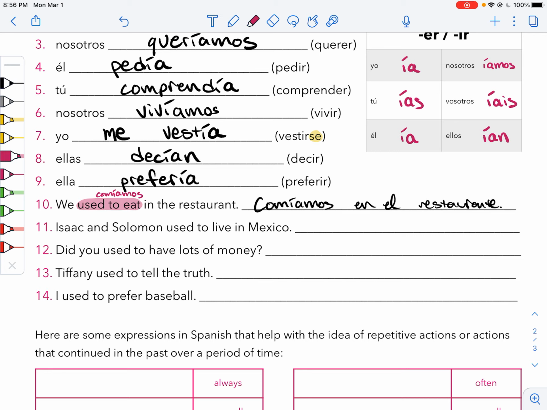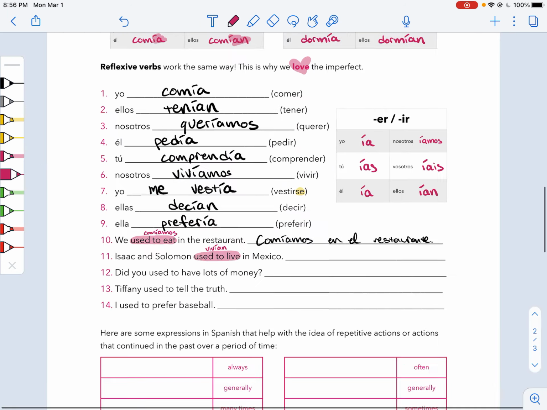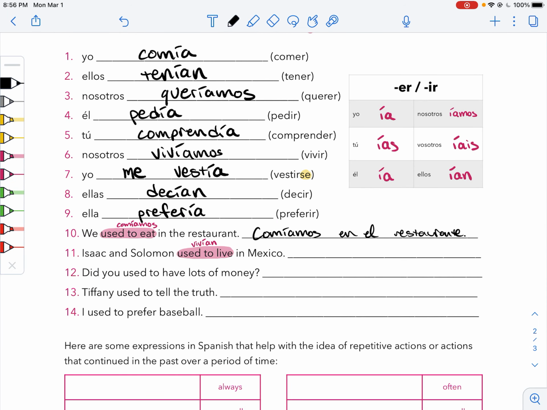Okay, what about Isaac and Solomon? Used to live in Mexico. That used to live, that's going to be vivir. But it's in the imperfect, so we drop the IR and change it for ían. They lived in Mexico, and for the sake of time, I'm going to abbreviate and just say Isaac and Solomon vivían en México. If you want to write out their names, you can.